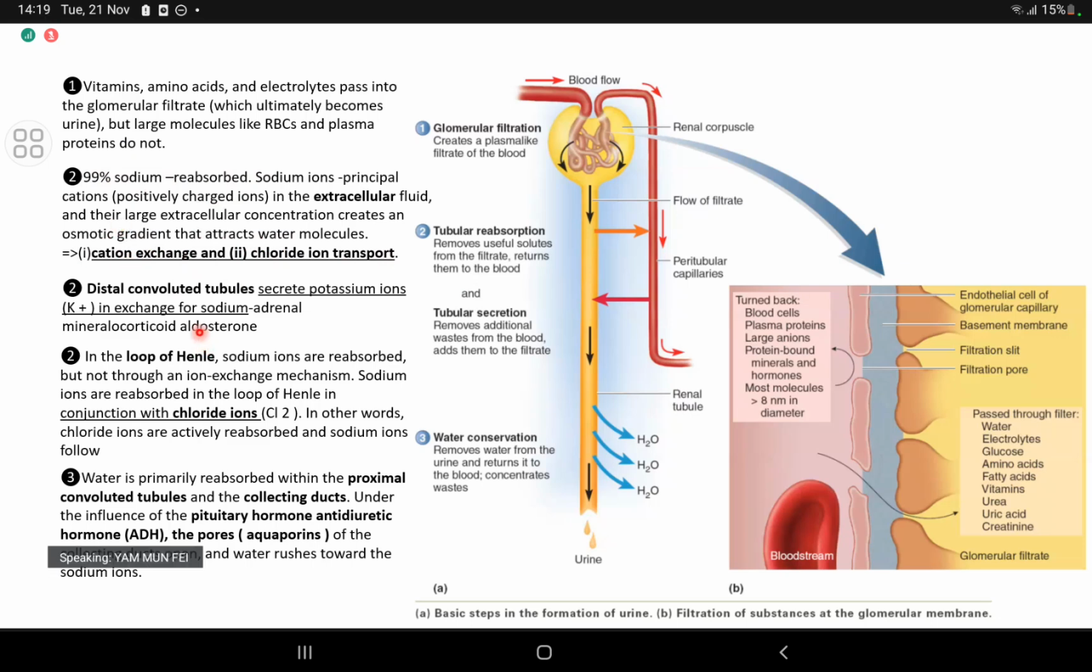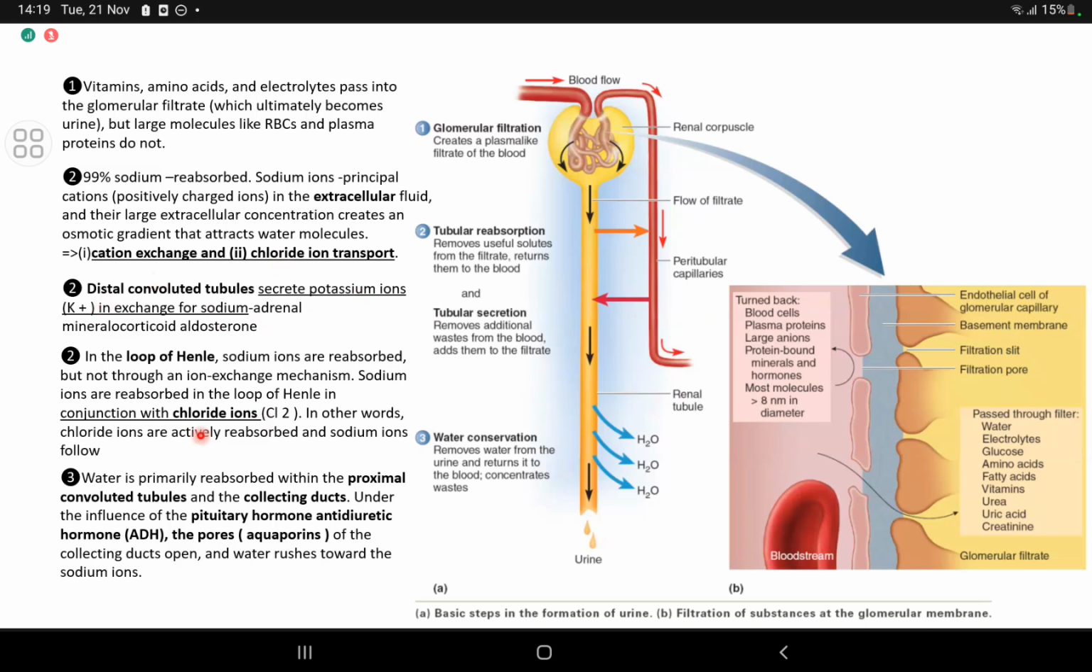Another point you need to remember is the distal convoluted tubule, or DCT. Basically, its function is to secrete potassium ion in exchange for sodium. Meaning that it is a cation exchange process: it secretes potassium and then takes back sodium.